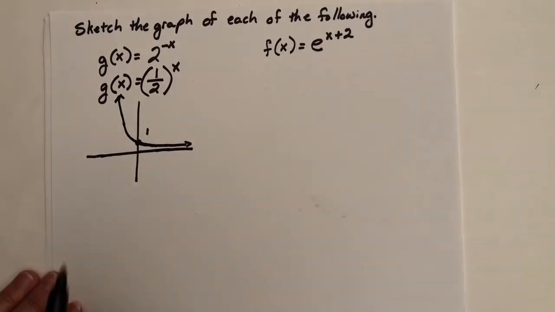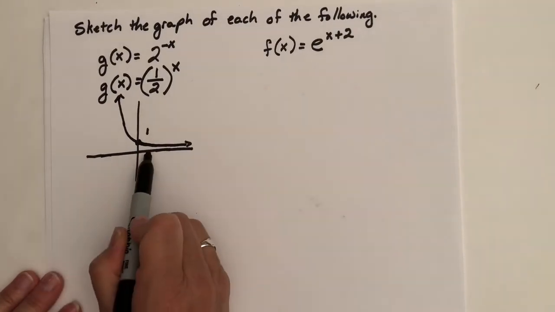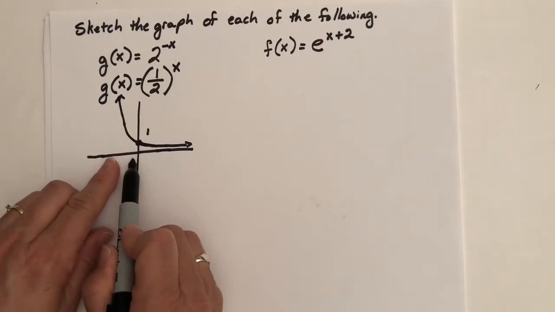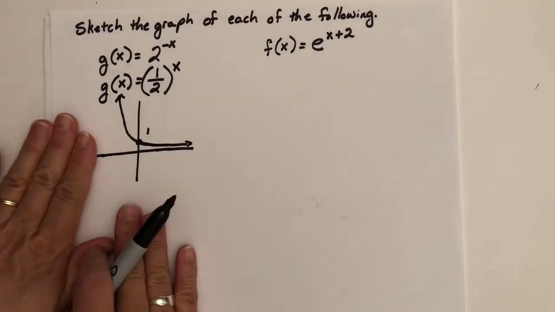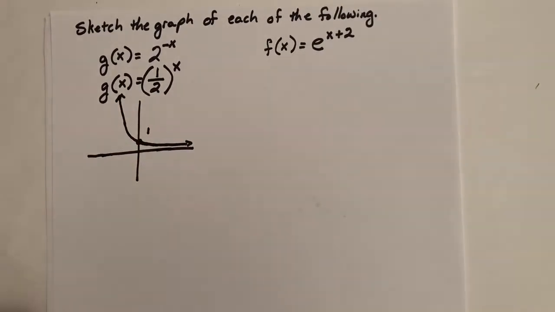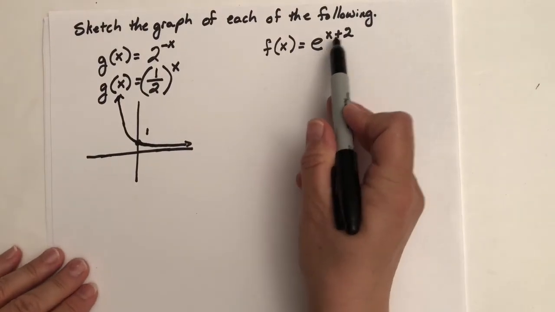If you needed a little bit more, plot a point, put in -1 and find a value, +1 and find a value, maybe 1 point on either side of 0. But this is a pretty good rough sketch of that particular function. Let's do our next one. f of x equals e to the x plus 2.